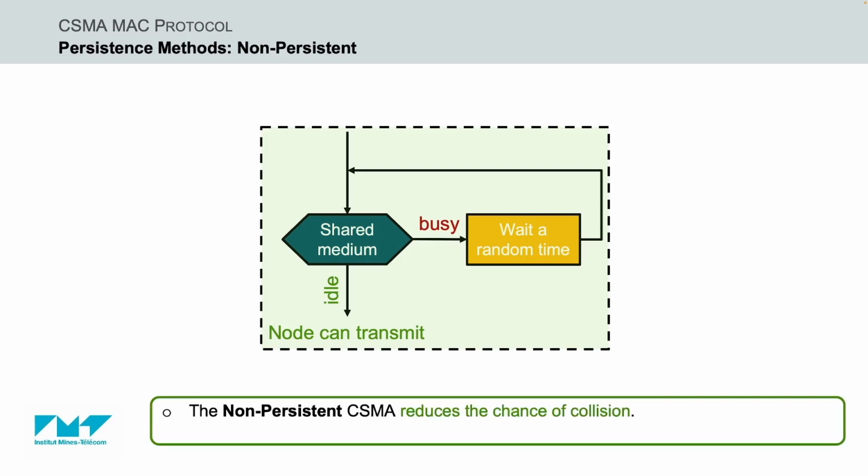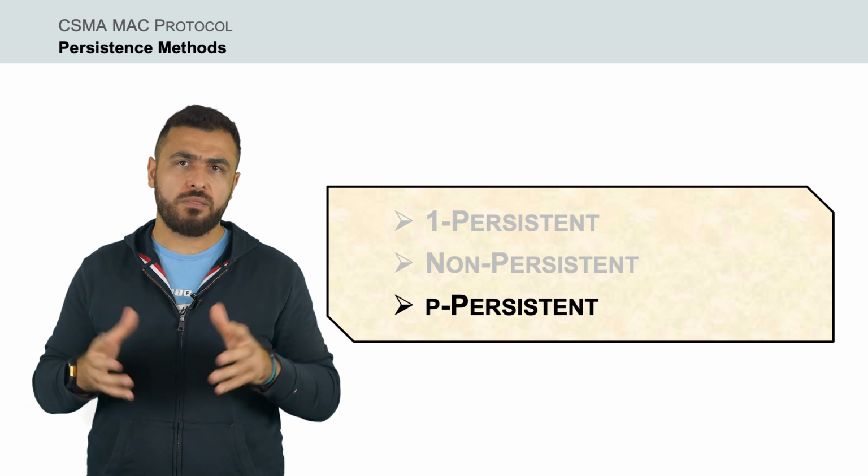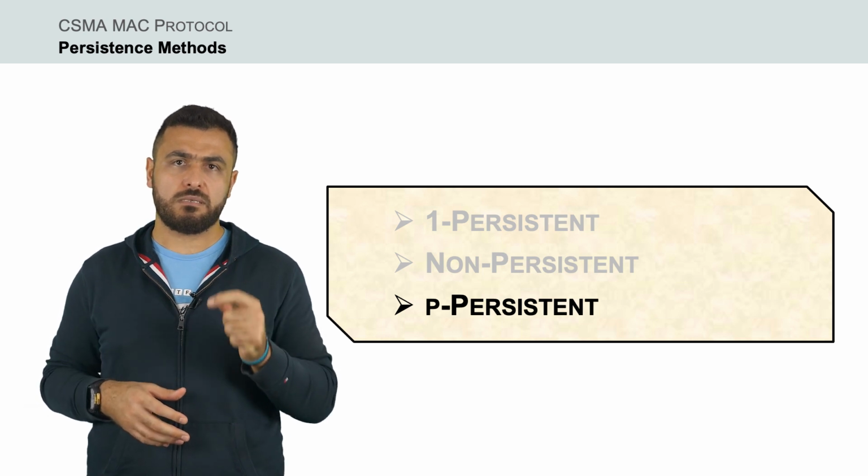The non-persistent approach reduces the chance of collision. Indeed, there is a lower probability that two or more nodes will wait the same random amount of time and retry to transmit simultaneously. However, this approach reduces the efficiency of the network because the shared medium remains idle when there may be nodes with frames to transmit. The third and the final method is the p-persistent CSMA.